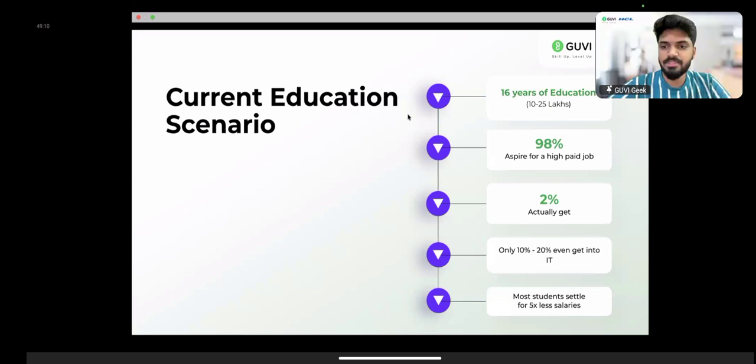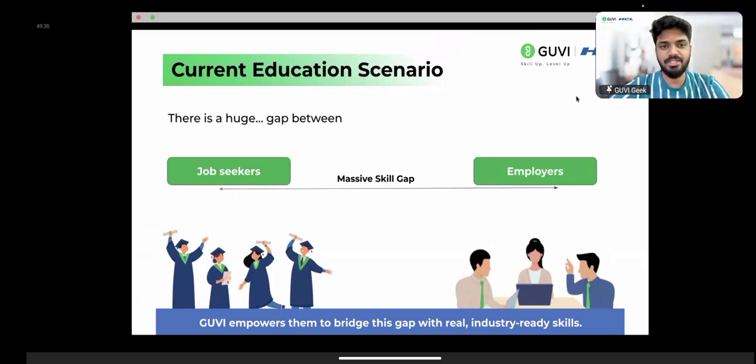Only 10 to 20% of the people even get into IT or other technical or non-technical roles. Most students even settle for salaries 5x less. Like we have been seeing, a person has already commented that the CTC is very low, what to do. This is what is happening here. In the current education scenario in India, there is a huge gap between job seekers and employers. This massive skill gap has been a problem for people coming from college and planning to get into a company.